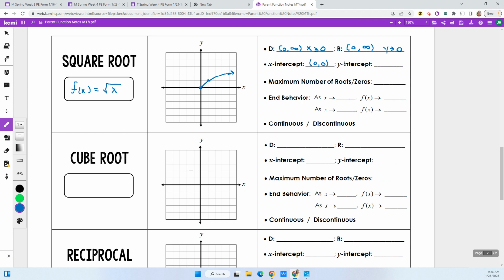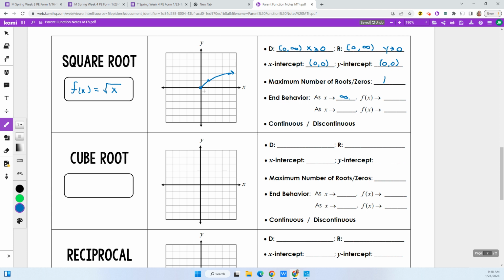And you'll notice that that is really common with these parent functions, right? Because these are the most basic functions and we're working everything off of the origin. When things start to move off of the origin, they're not parent functions anymore because we're adding something or subtracting or multiplying something to that x, and that is what moves it away from the origin. So when you look at these parent functions, almost always your x and y intercept are going to be at 0, 0. So maximum number of roots we can have, clearly just 1.